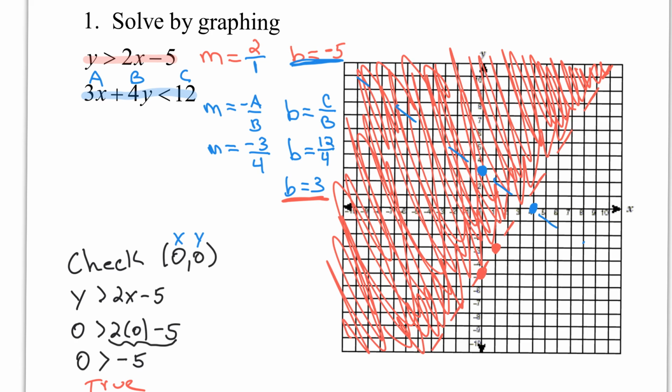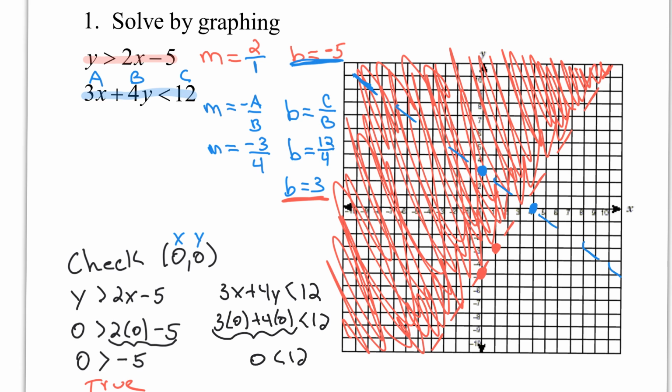And the next step is to check the side you need to shade. So I am going to check the origin again. And if it's true, I'll shade where the origin is at. If it's false, I'll shade away from the origin. So now I'm going to substitute into 3x plus 4y is less than 12. So 3 times 0 plus 4 times 0 is less than 12. You do the math right here, and that's just 0 is less than 12, and that is true. Yep, it's true.